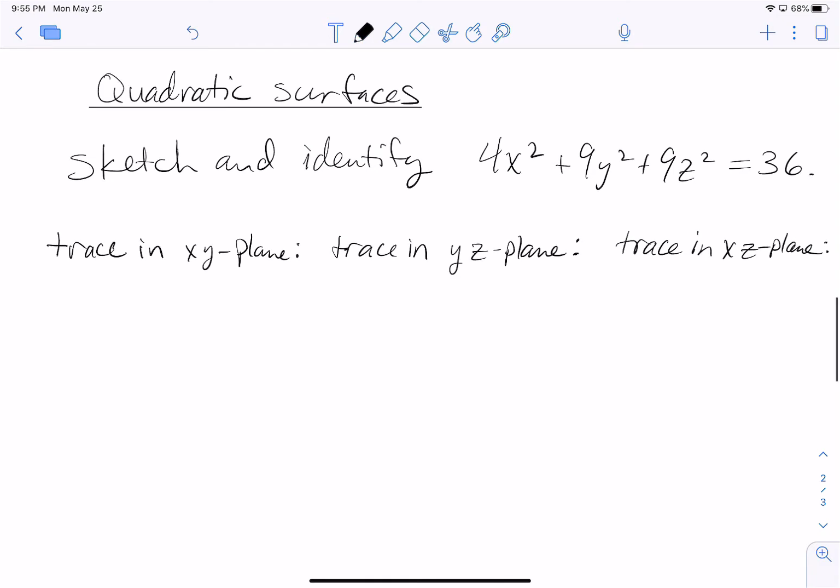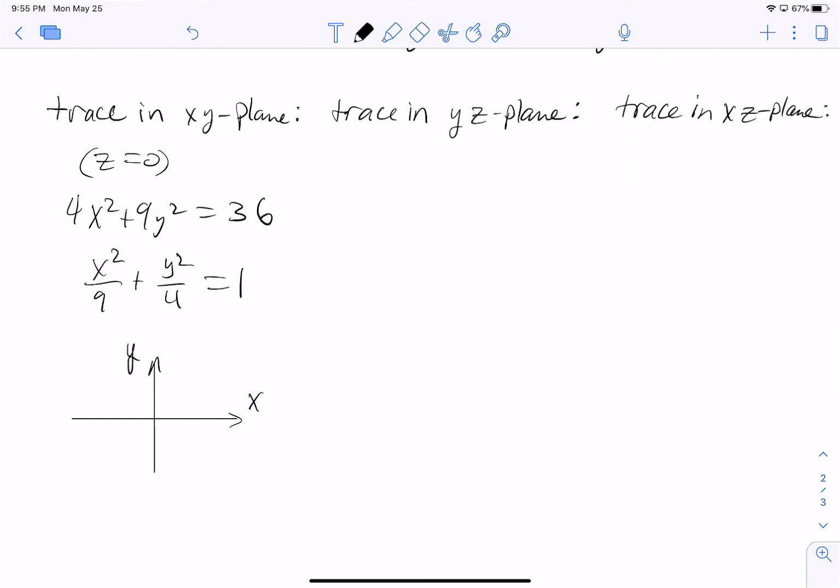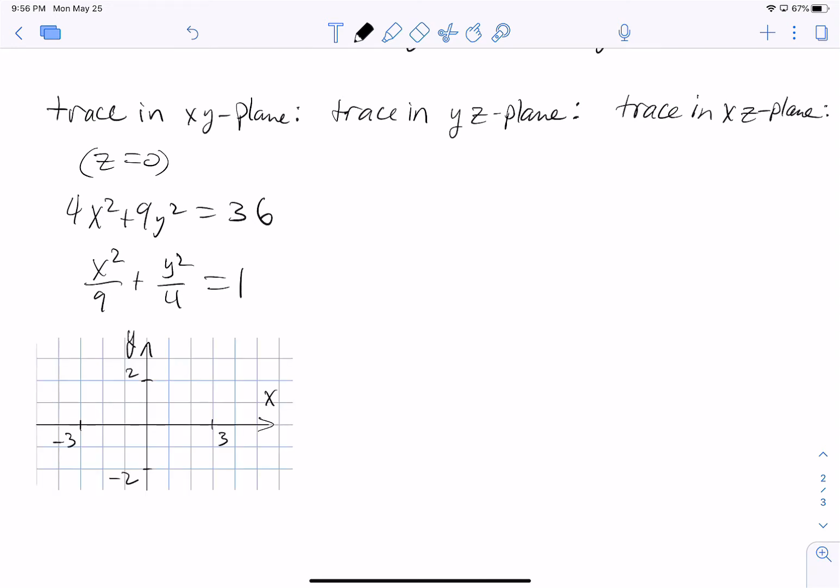In the xy plane, we know that z is equal to 0. So we have the equation 4x squared plus 9y squared is equal to 36, or x squared over 9 plus y squared over 4 is equal to 1. That is an ellipse with a horizontally oriented major axis. And I decided I would use good form and give you a grid here. And there's our trace in the xy plane.